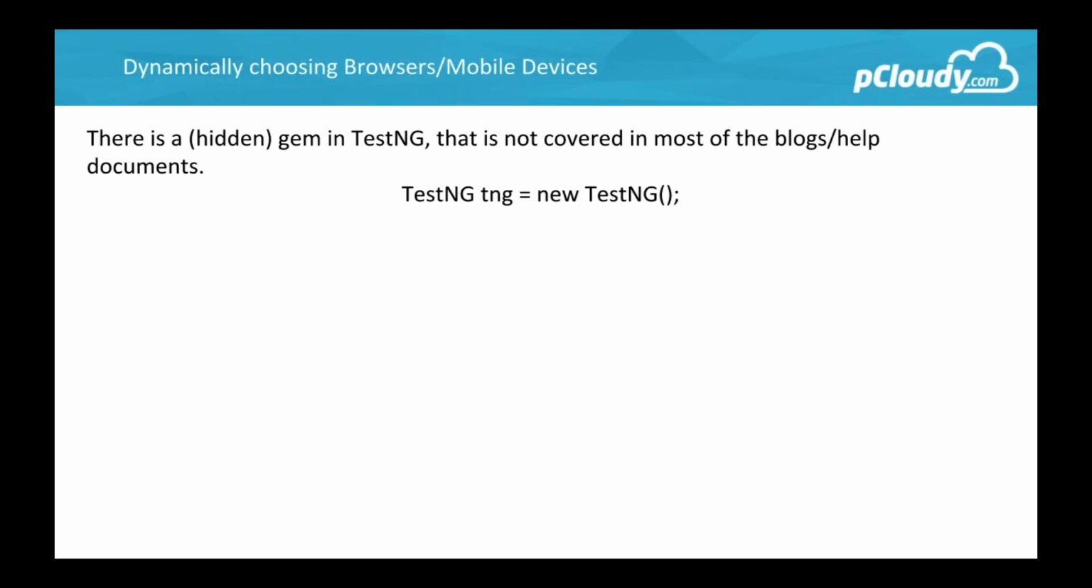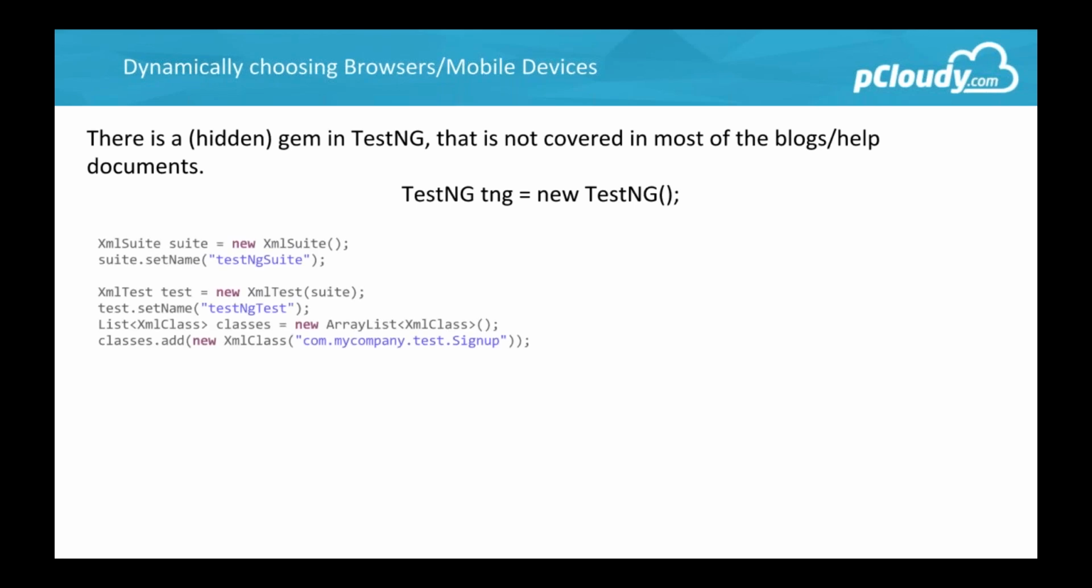In every blog, in every help document, we have a testng.xml to begin with. So we have to write that XML, then the execution happens as per the XML. But what if I want to generate that XML dynamically? You don't need to generate that XML. There's already the TestNG class for you. So what can be done?